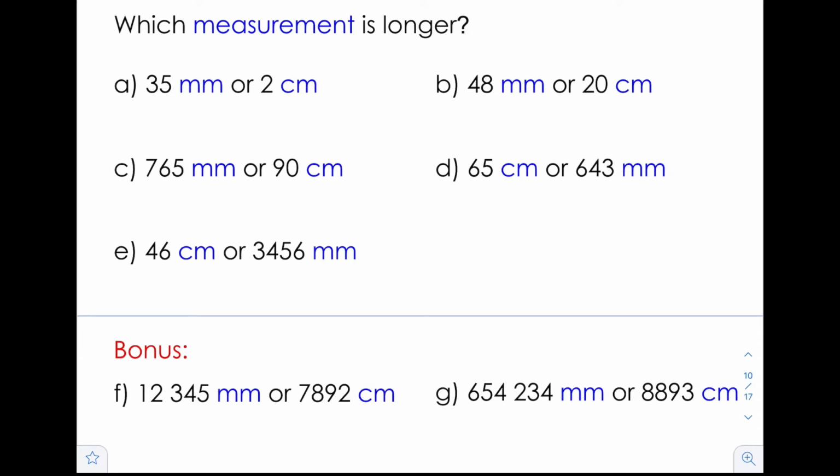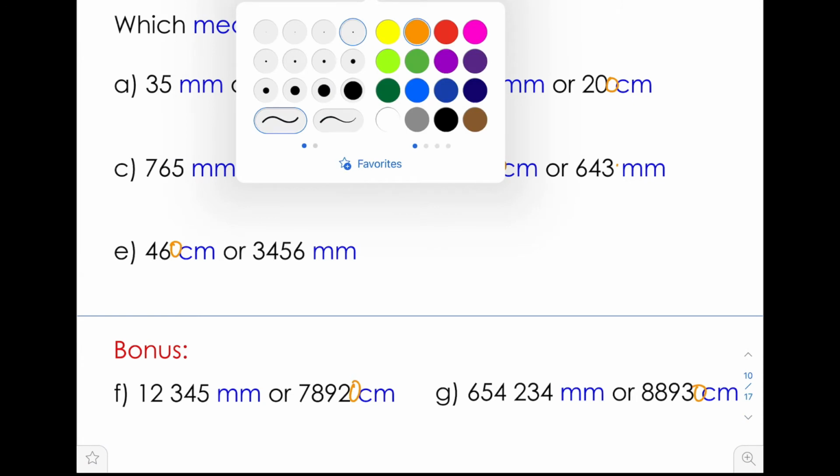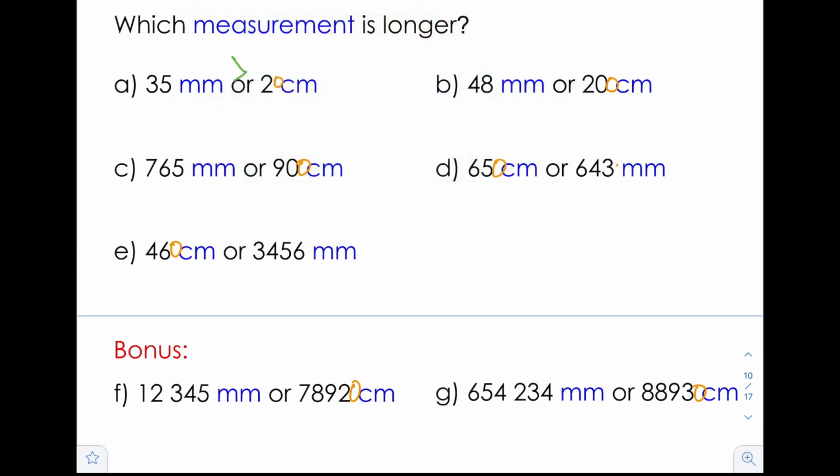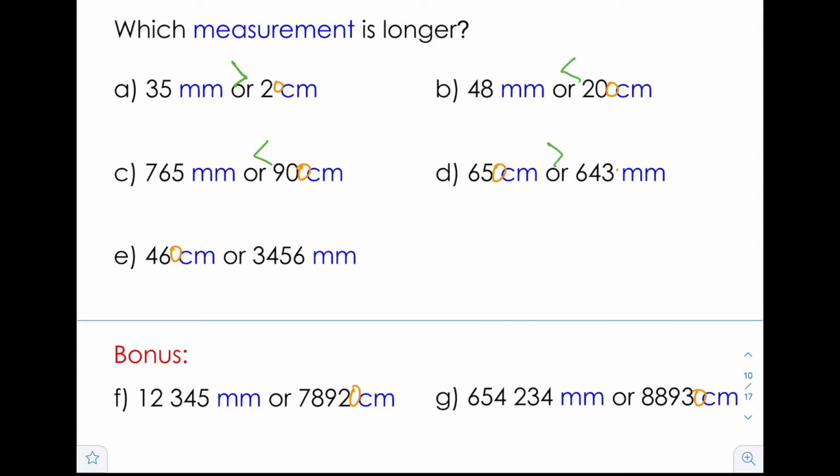Alright, here's the real simple thing to do. Multiply the centimeters by 10, so you're adding 0 to the end. Whoops, I added it to the wrong one. Have to make sure it's to the centimeters that I'm adding the 0. So 35 millimeters is greater than 20. 200 is greater than 48. 900 is greater than 765. 650 is slightly greater than 643.